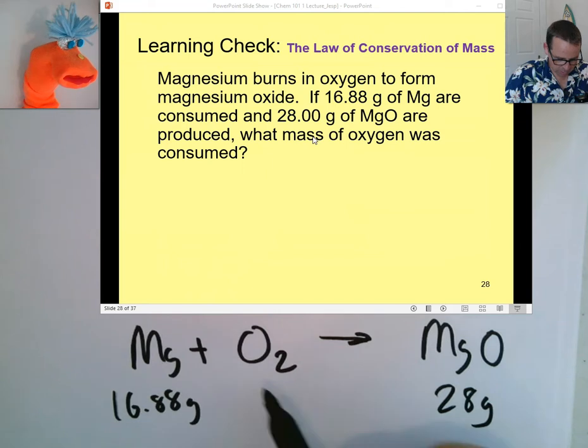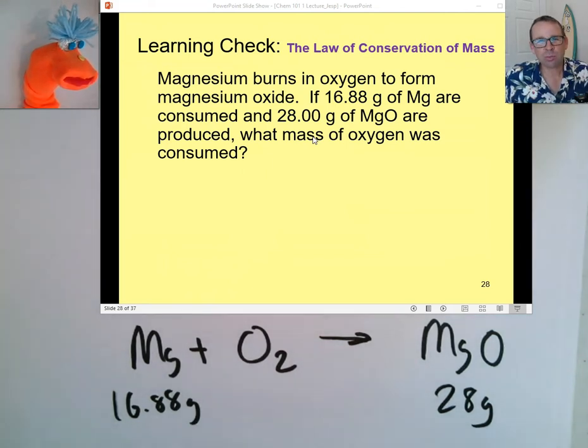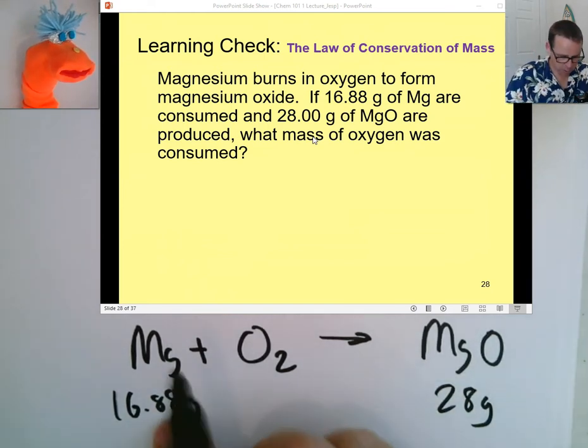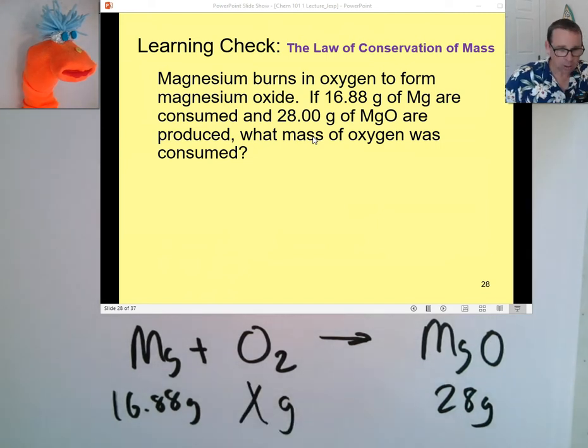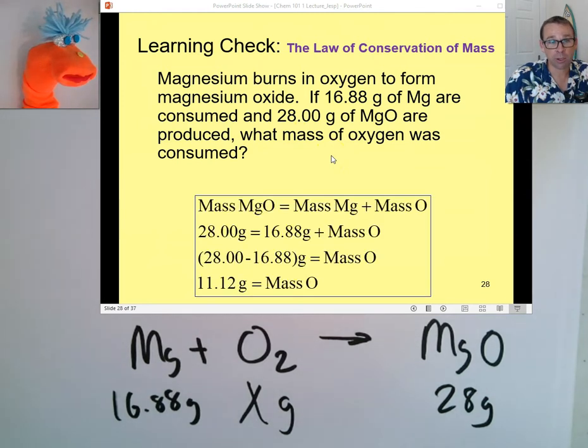From this, can we tell how much oxygen we consumed? Yeah, you can just subtract the 16.88 from the 28. So if I take 28 and subtract 16.88, that'll give me my grams of oxygen, and that is because of the law of conservation of mass, right? Yeah. Okay, very good.